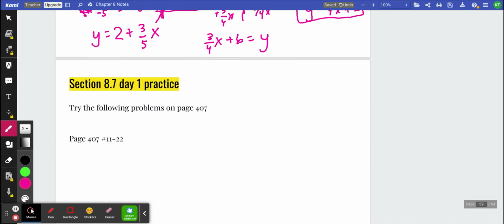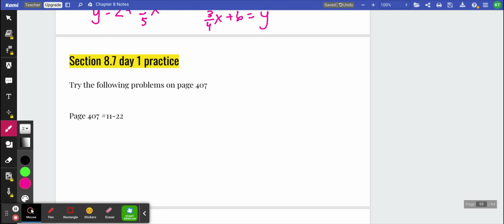So 8-7, day 1 practice. Okay, a few problems starting on page 407. You can try those on a separate sheet. And then when you're finished, check your work with the answer key. If you have questions, please let me know, and we'll talk to you soon.